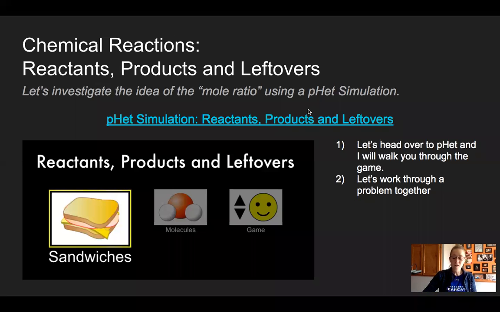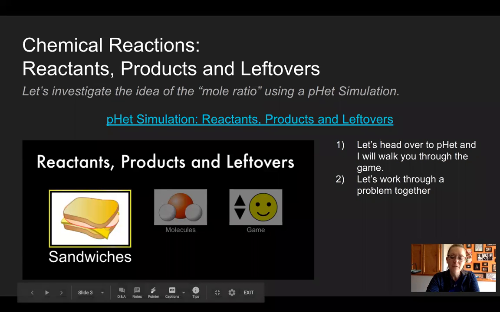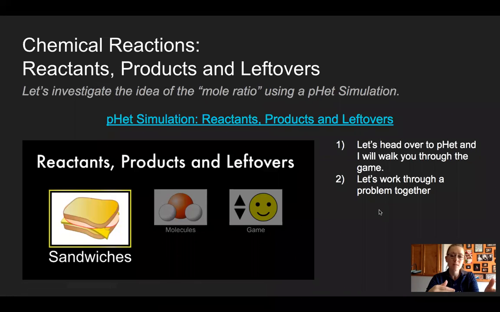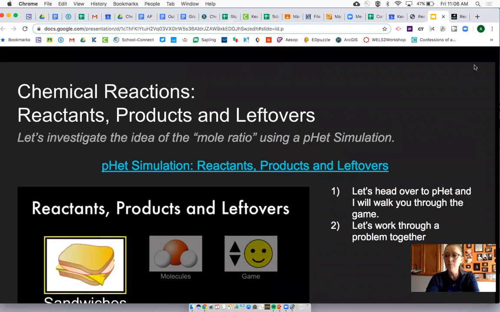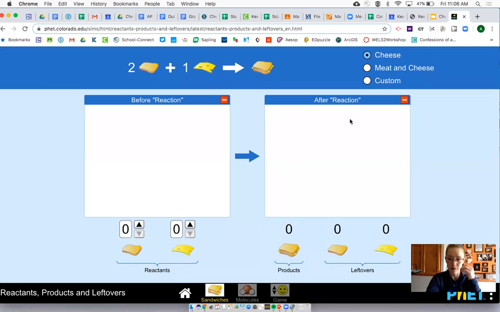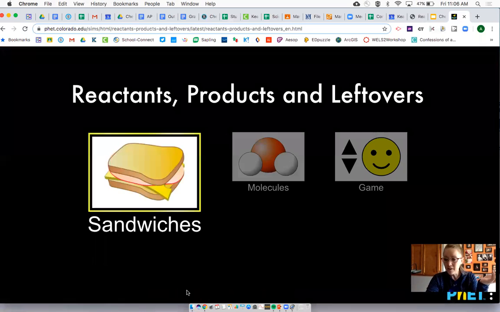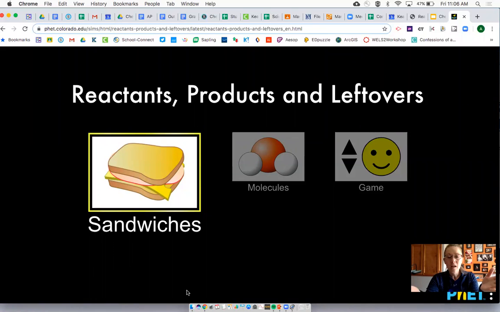All right. So we've modeled these ideas of reactants and products. We're going to jump in and look at this PhET simulation here, which helps us visualize the amounts of things. When I click on the PhET simulation, it brings me to this home page. The goal of the simulation is to recognize that all substances form in set ratios.